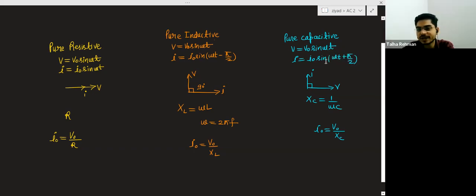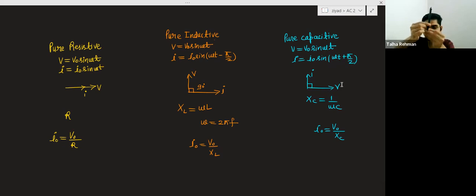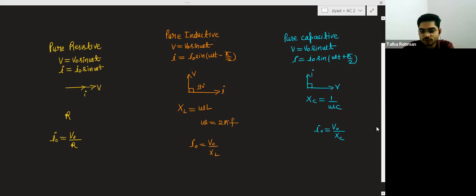I is equal to I naught sine omega t plus pi by 2. This is the phase of the current. So the current is leading the voltage by pi by 2. See here, this is your voltage and the current is leading the voltage by pi by 2. This is the current.